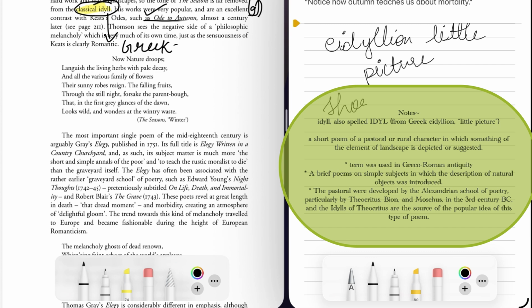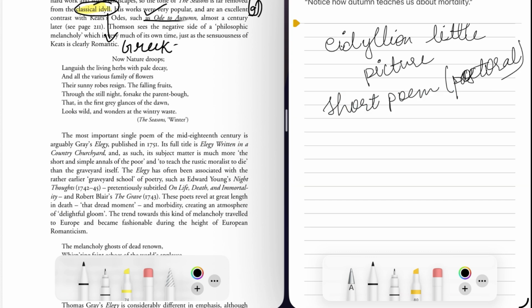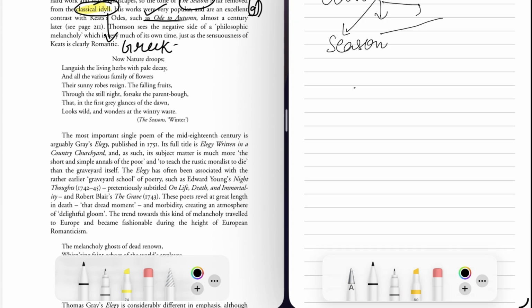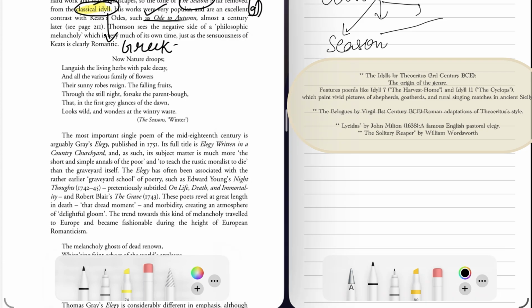It means a short poem, a pastoral poem (spell it correctly), or you can say rural character that shows the rural character. So, for example, if in the exam a question comes on Ode and Eve, which are classical idylls, just take out the categories of classical idyll poem, write the other example, and you will get notes by itself here. So add this in your notes.